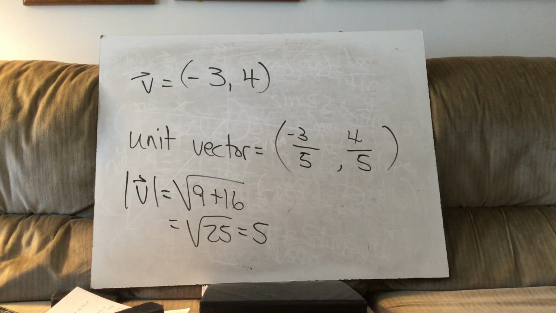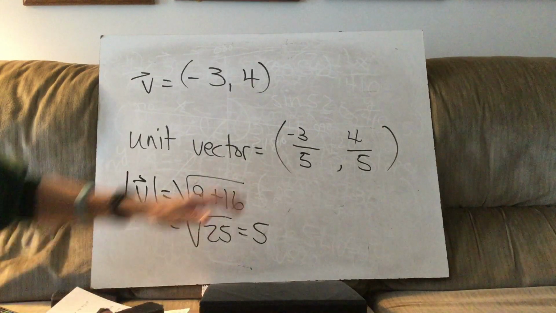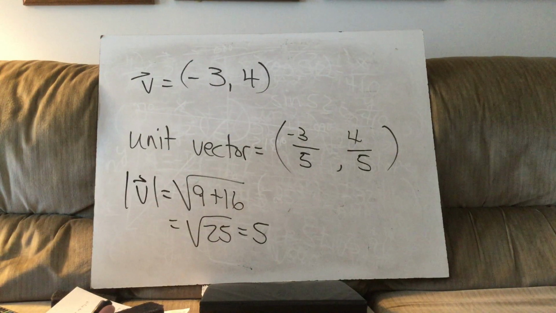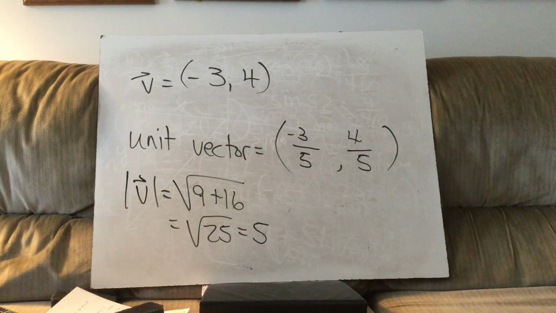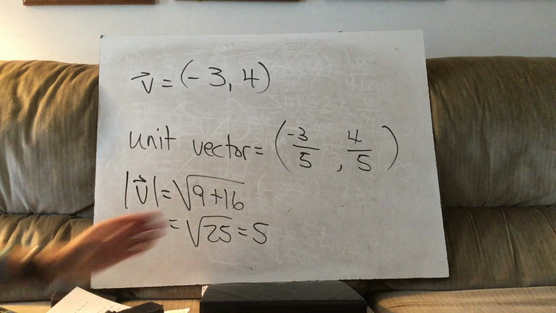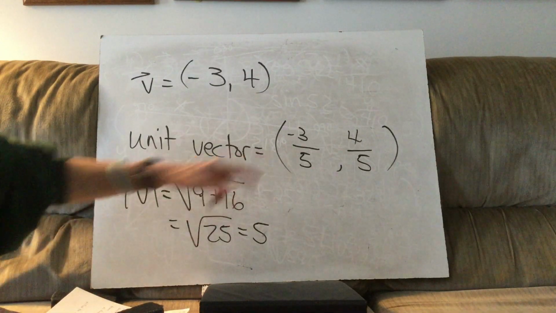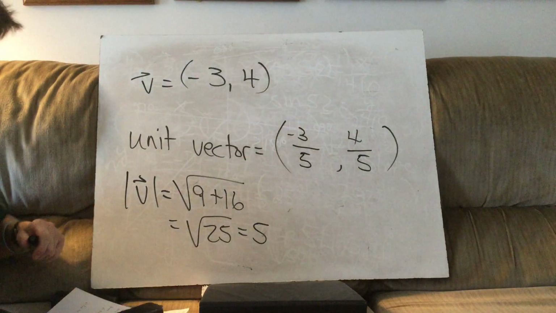That is your answer to the problem. Hopefully you've taken good notes, and remember that to find a unit vector, we simply take the coordinates of the original and divide each one by the magnitude of the vector. So our magnitude worked out to be 5, so there is our unit vector.